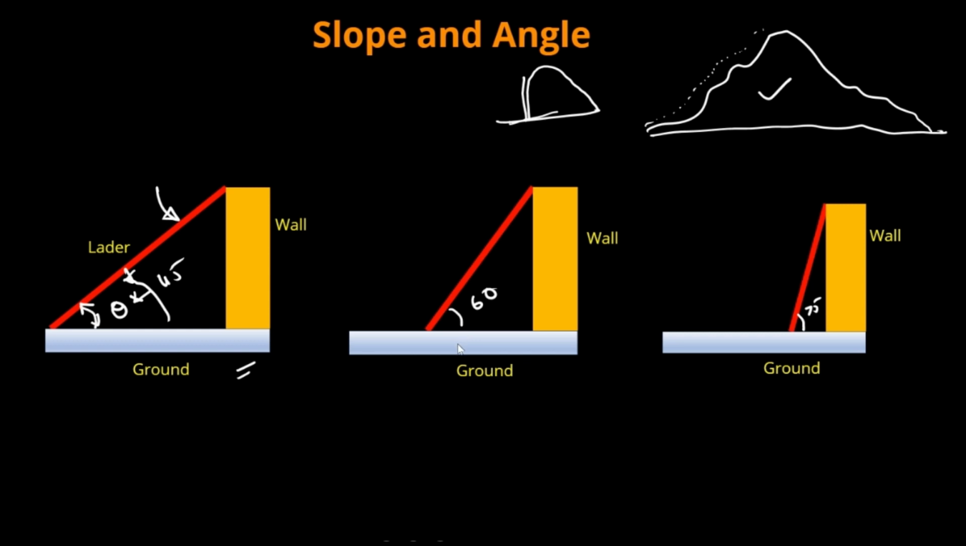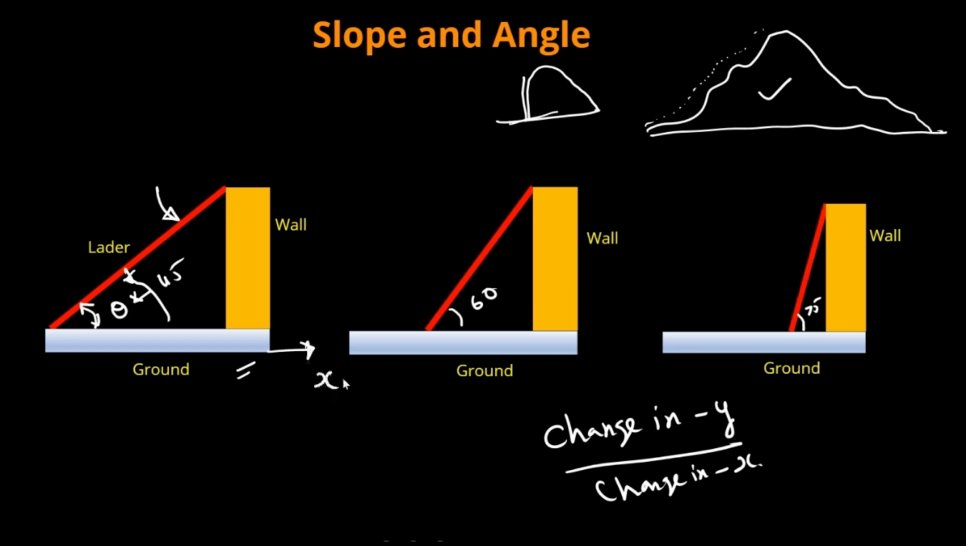Then what about the slope? How do we see the slope? We define slope as the change in y to the change in x. So what is y, what is x? Let's take this ground as the x-axis in the coordinate system. This is the x-axis and this is the y-axis.